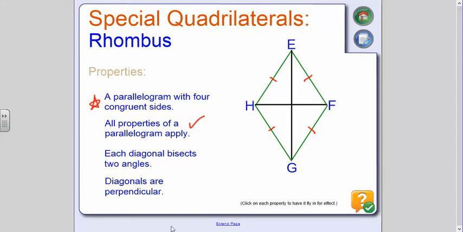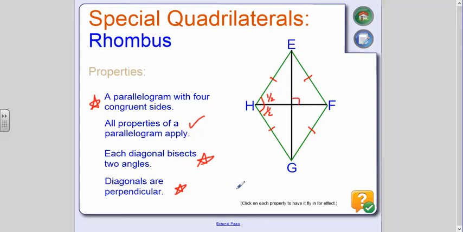So whatever this angle is, the diagonal will bisect it, and so that means half of the angle is here and half is here. And the same thing for each of the other ones. So when you're talking about diagonals, you're going to want to add the property that the diagonal bisects the angles. And the other thing is that the diagonals are perpendicular, which means they're going to make 90 degrees, which was not the case for a parallelogram.